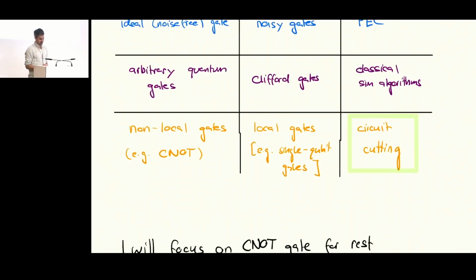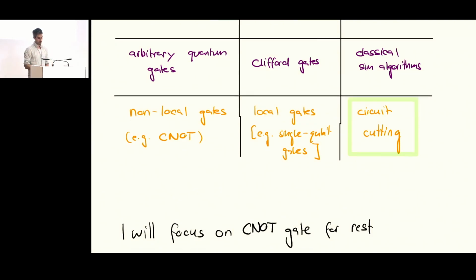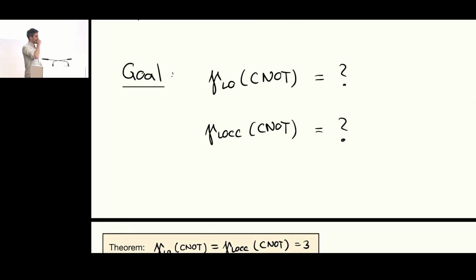And so in this talk, as said already, we have non-local gates, for example, a CNOT. In the following, I only focus on the CNOT for simplicity, and we can do local gates, which in this case are single qubit gates. Okay, and so the goal is just to solve this optimization problem for the CNOT. Maybe for LO and LOCC.